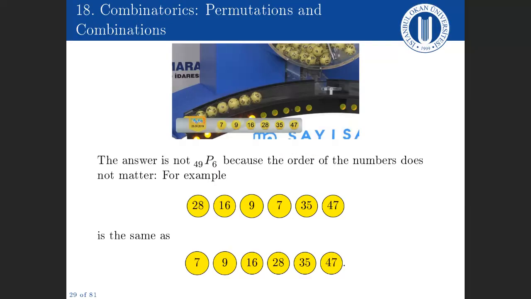The first thing to note is the answer is not 49P6, because this time the order of the numbers does not matter. For example, if you're playing the lottery, and if the numbers 28, 16, 9, 7, 35, and 47 come out of the lottery machine, that's just the same as if the numbers 7, 9, 16, 28, 35, and 47 come out of the lottery machine. This is not a permutation because now the order of the objects does not matter.